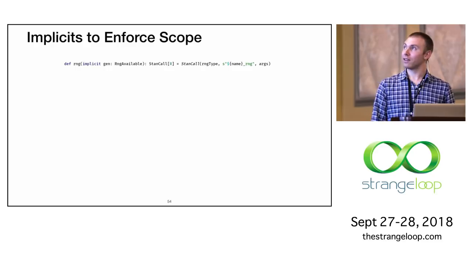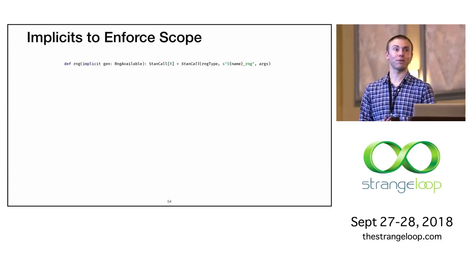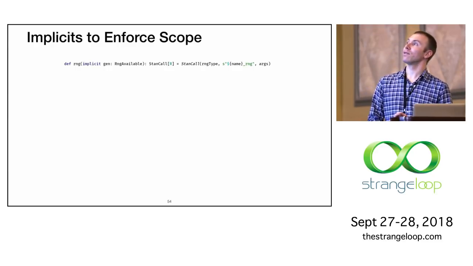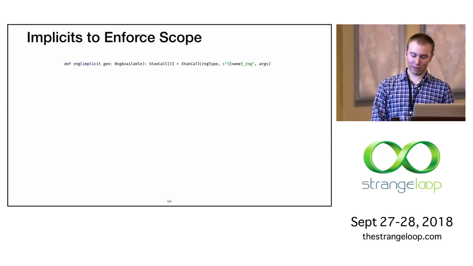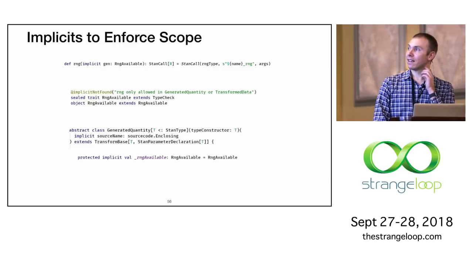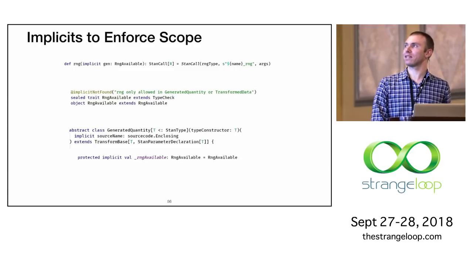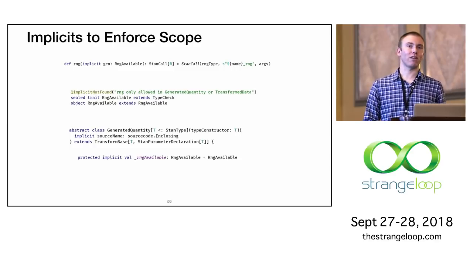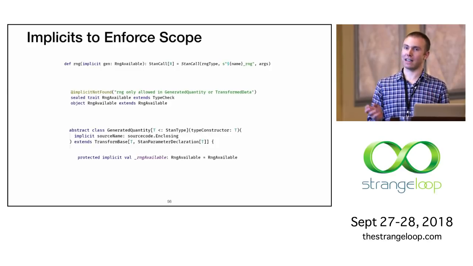So we can use implicits to enforce scope. Our random number generator takes this random number generator available implicit, and then we just have a single instance of this, and inside the scopes where it's allowed to call that, we make the implicit available. And so now when you try to call random numbers from inside a model, which isn't allowed, it says it's not allowed.